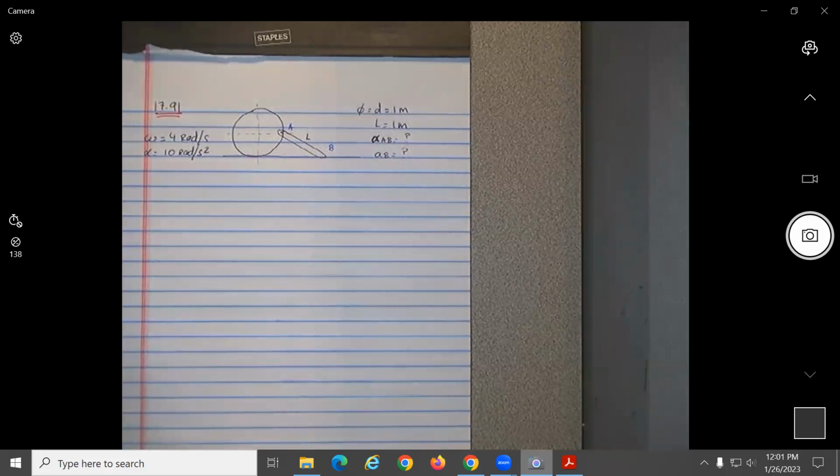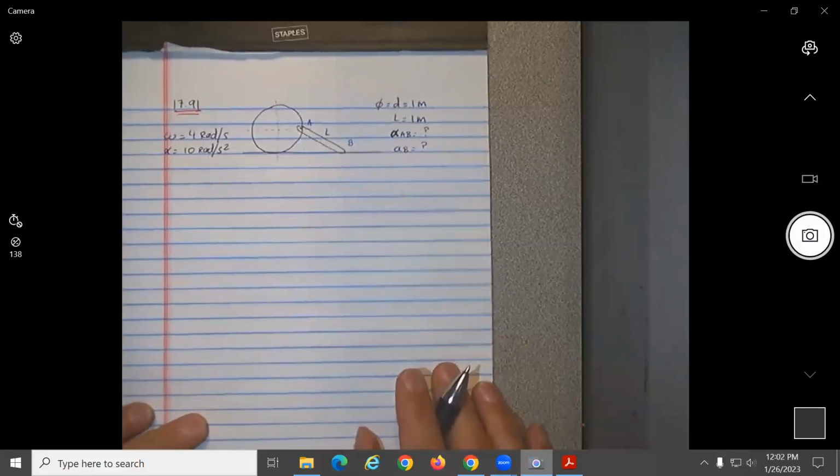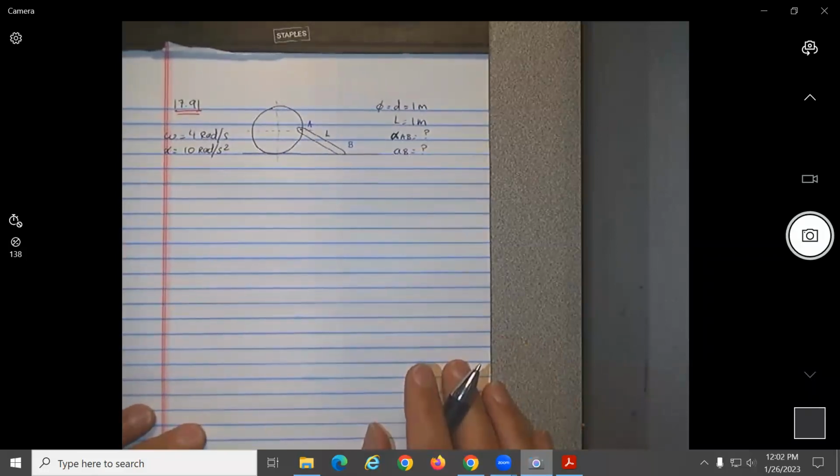The diameter was 1 meter. Yeah, I should have just put the radius, but it's fine. Okay, are you done with the figure?